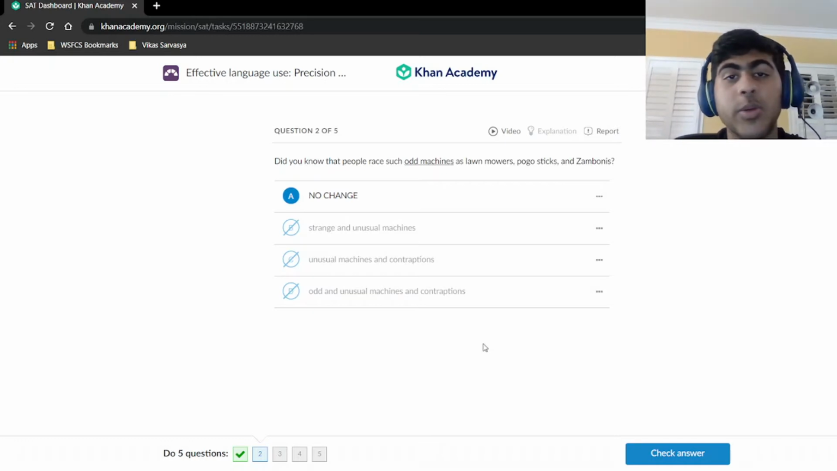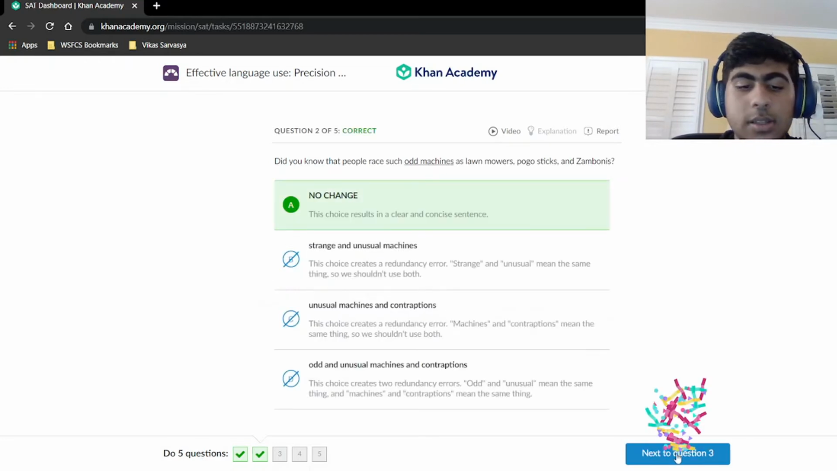But if you're struggling between 2 answers and both of them seem to work, you pick the shorter one because the SAT is looking for that concision, right? It doesn't want you to talk too much. It's looking for that brevity, right? So that's why answer choice A is correct. Odd machines is the shortest one. Look for the shortest answer that works. Make sure it works, but if you're stuck between 2 answer choices that work, it's usually going to be the shorter one. Let's move on to the next question.